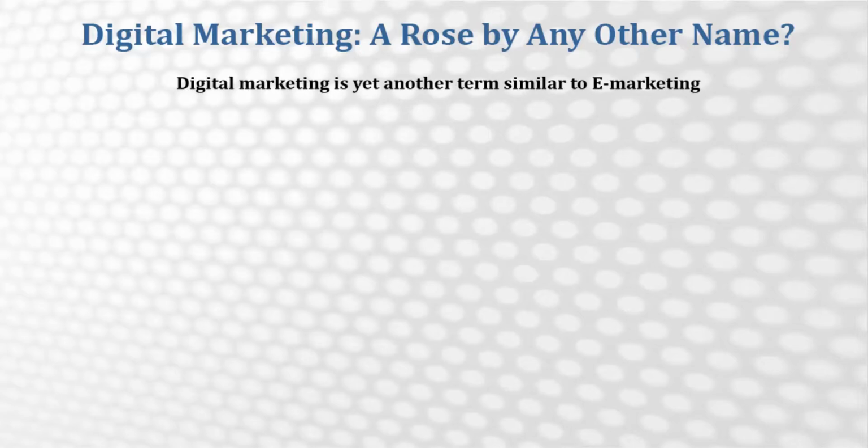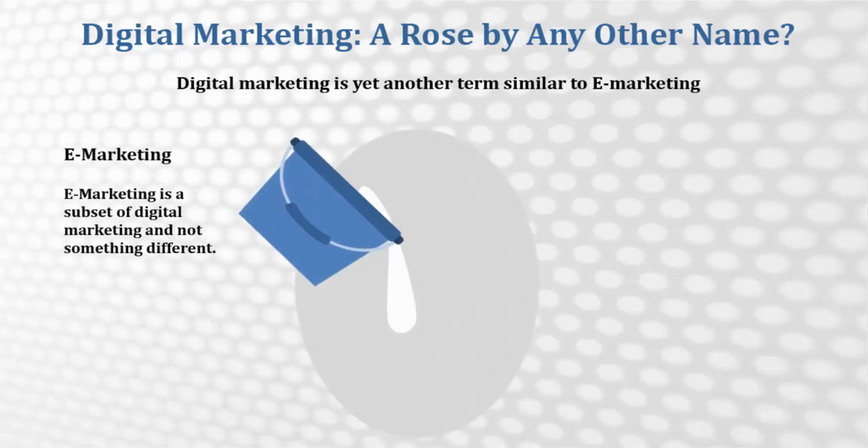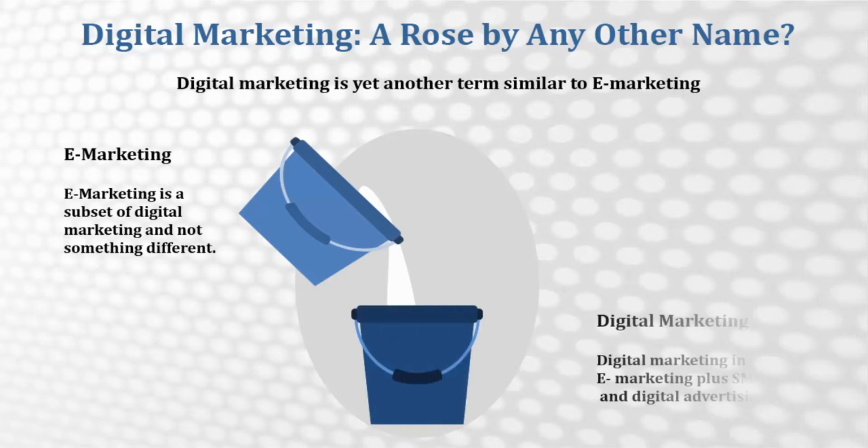Digital marketing goes by other names as well. Digital marketing can also be called e-marketing, but some people say that e-marketing and digital marketing are two different concepts. So let us understand e-marketing, which is considered a subset of digital marketing and nothing different. Like I said before, e-marketing is a part of digital marketing.